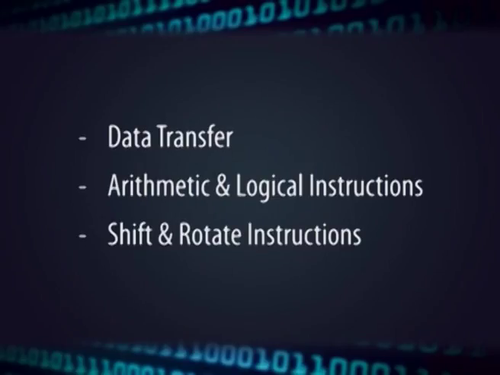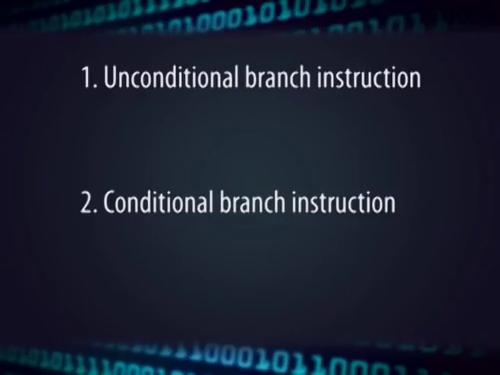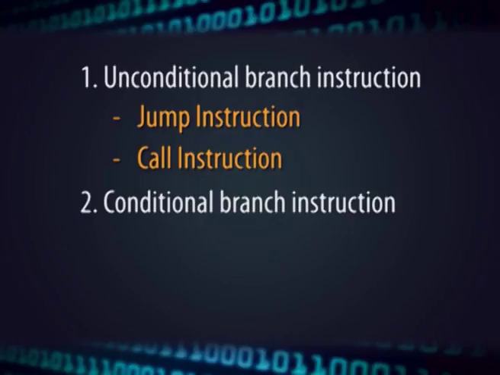In the earlier topic on instruction set, we studied instructions related to data transfer, arithmetic and logical instructions, and shift and rotate instructions. Today we are going to study the instructions related to setting of various flags, the compare instruction, and jump and call instructions. These instructions are broadly classified into two categories: unconditional and conditional branch instructions. The unconditional branch is made through a jump or call instruction.